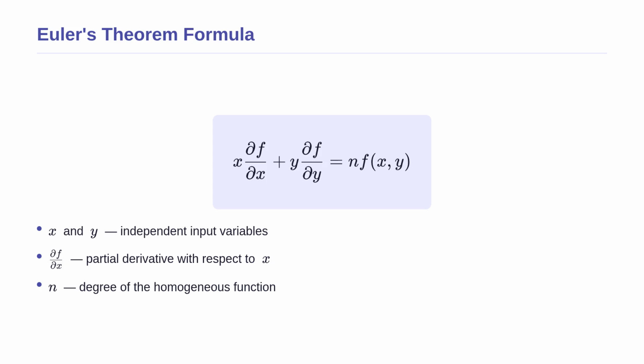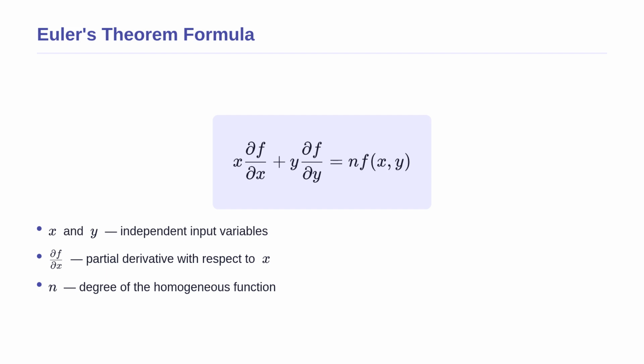Let us look at the exact mathematical statement of Euler's theorem. The formula says that x times the partial derivative of f with respect to x plus y times the partial derivative of f with respect to y equals n times the original function f of x and y.